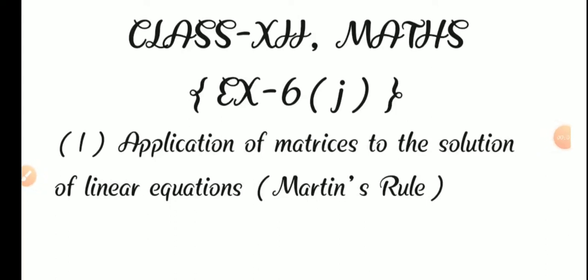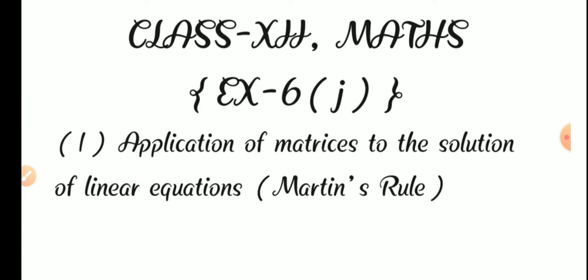Today I am going to explain exercise 6J. In this exercise you are going to study application of matrices to the solution of linear equations, meaning how you can solve linear equations by using the matrix method. It is also called Cramer's rule.